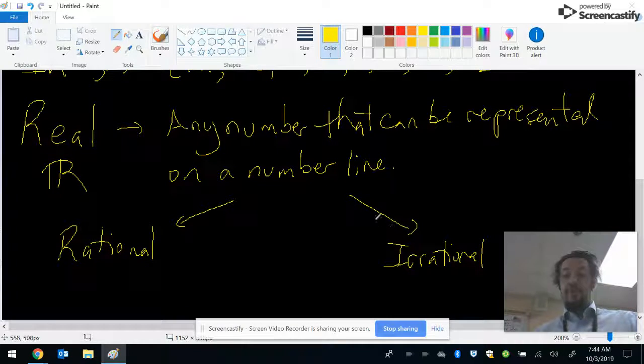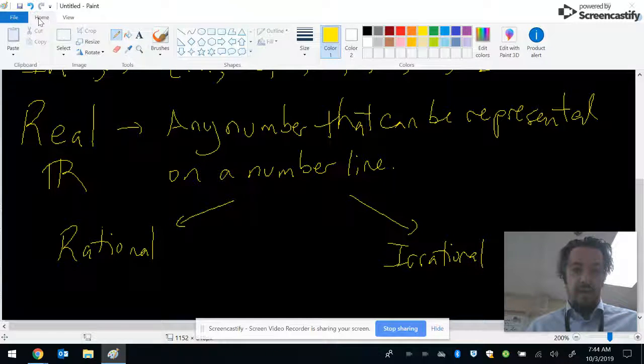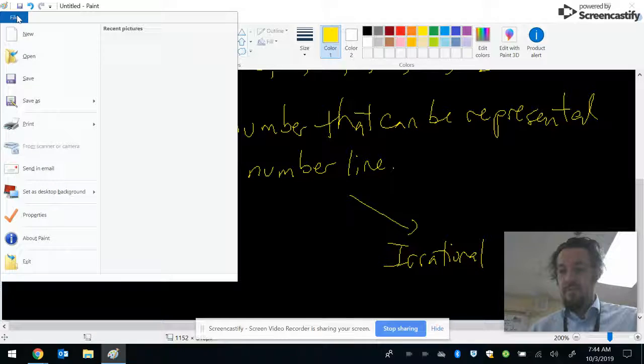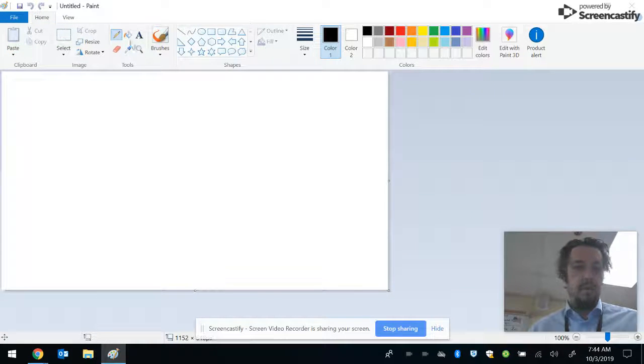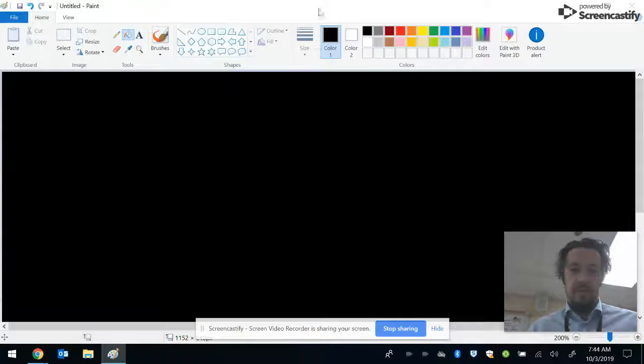Rational numbers. I'm going to scroll this down. I'm out of space. Oh no! All right, I've got to get more space here. So let me go ahead and make a new document. So we're on rational and irrational. I'll make a new document here. I'm not saving this. No. Okay. Good. And yellow. All right.